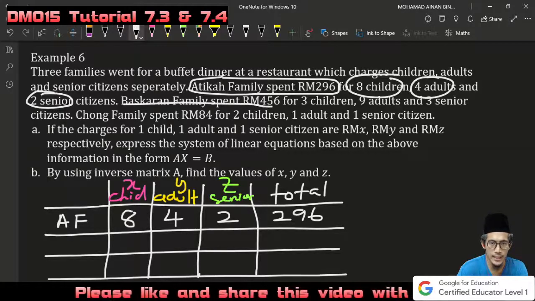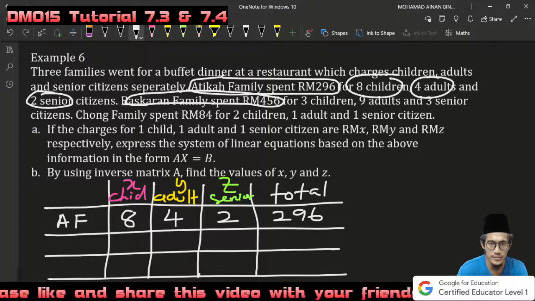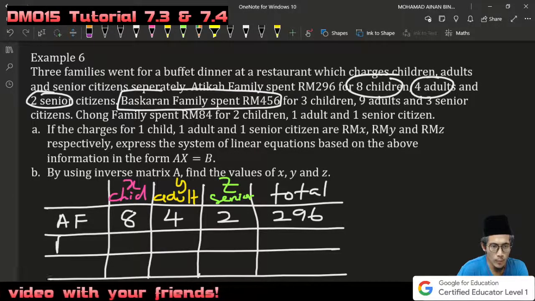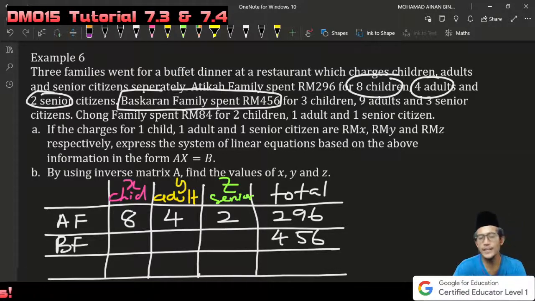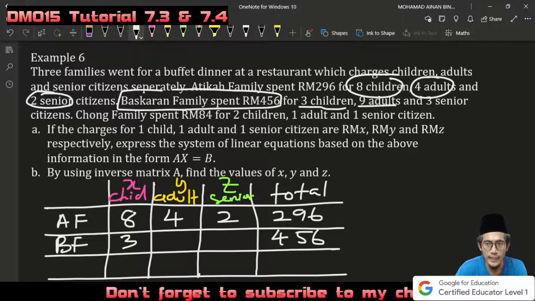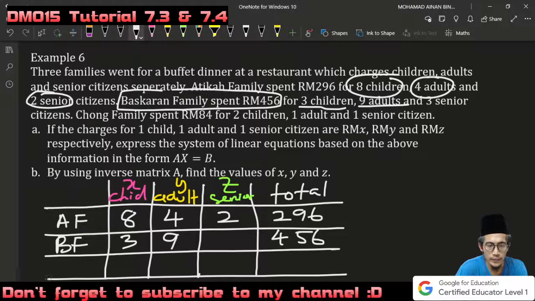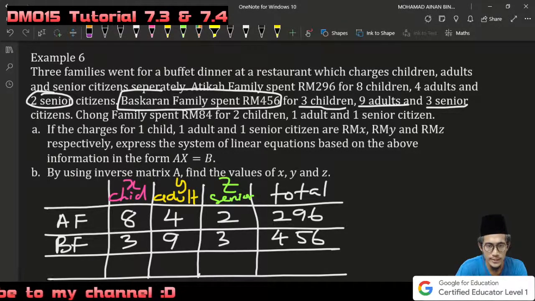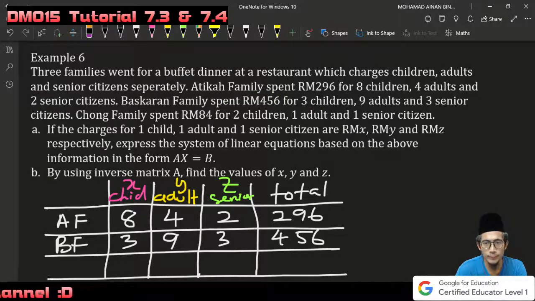Baskaran family spends 456. That's expensive, nearly 500. What did they eat? For 3 children, 9 adults, and 3 senior citizens. Okay, settle that one. Now, who is the third family?